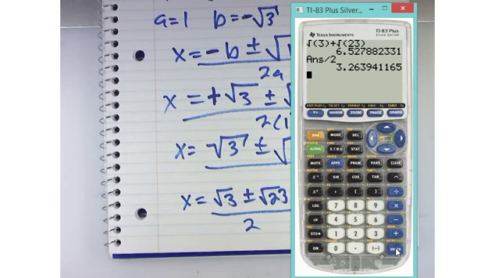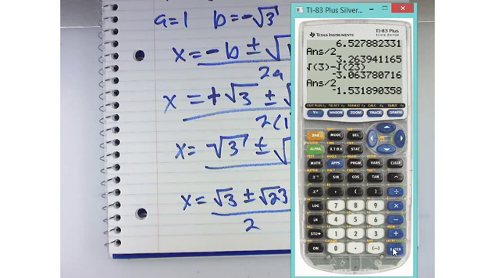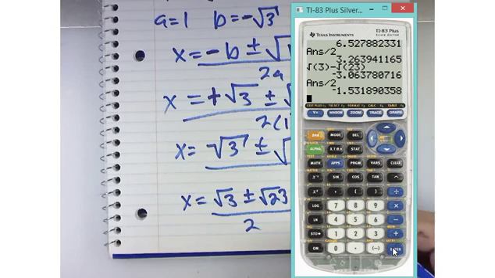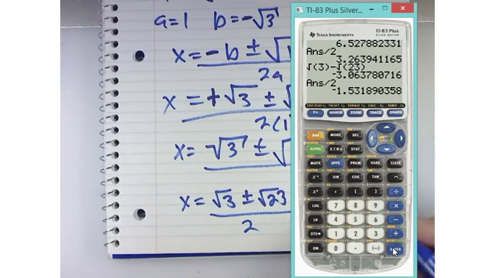Okay, and then I've got to do the exact same thing again. Square root of 3 minus the square root of 23. I'm hoping that we didn't make a mistake. And then that becomes that. Divide by 2. Good to go. So then another possible solution is x is approximately negative 1.532.